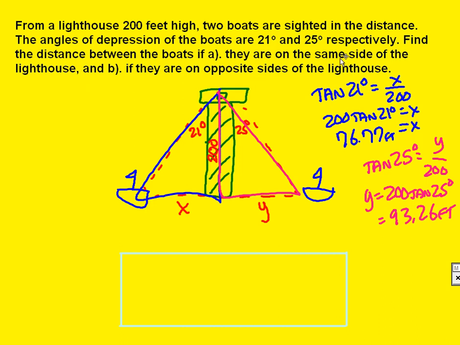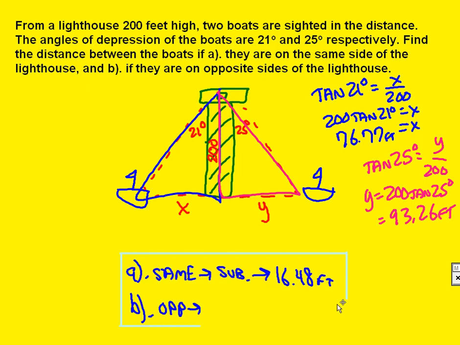So again, find my values first for x and y. If they're on the same side, I'm going to subtract. And if they're on opposite sides, I'm going to add. So there are my two answers. If it's the same side, 16.48, and opposite sides, about 170.04.